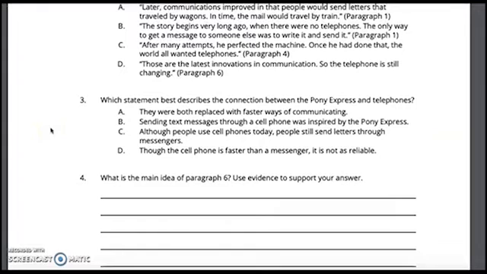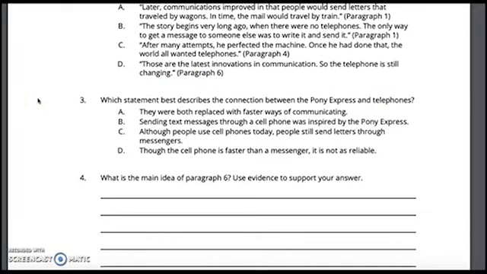Let's look at question 3. Question 3 says, which statement best describes the connection between the Pony Express and telephones? This question wants us to look at a connection. How is the Pony Express connected to telephones? How are they both alike? And so, looking at connections or links on a chain, like looking at a family tree, what do these two things have in common? So let's read through our answers.